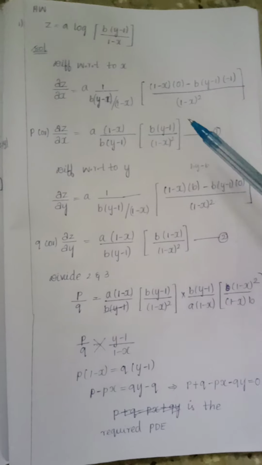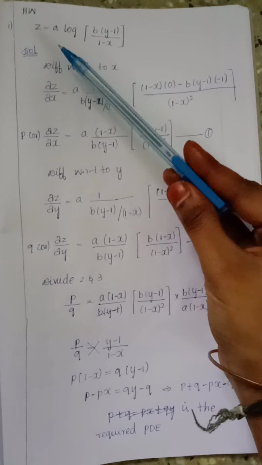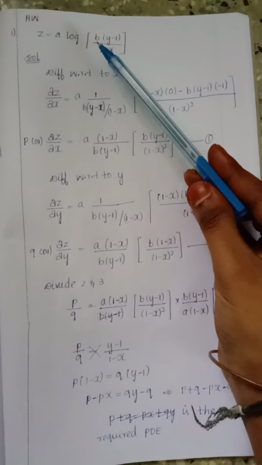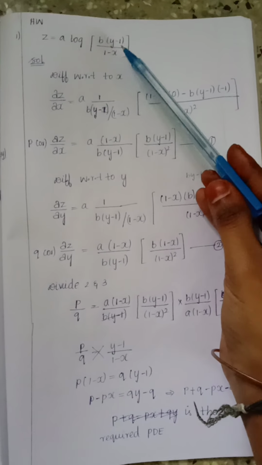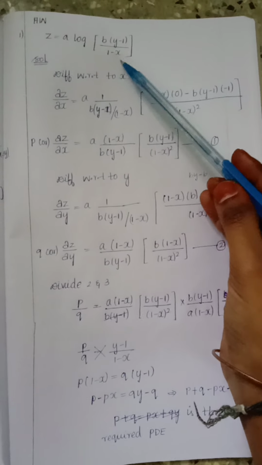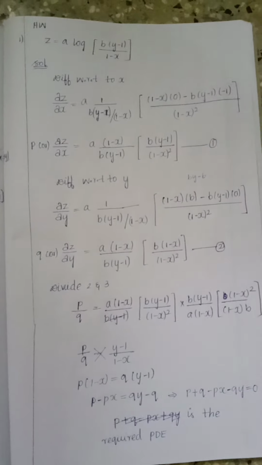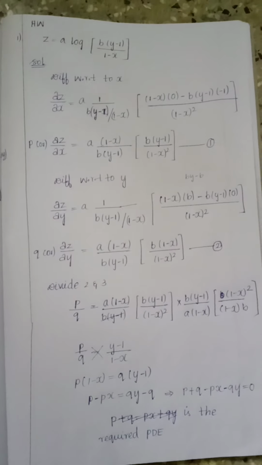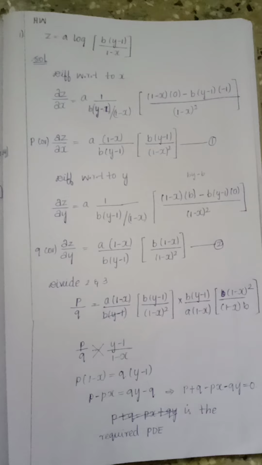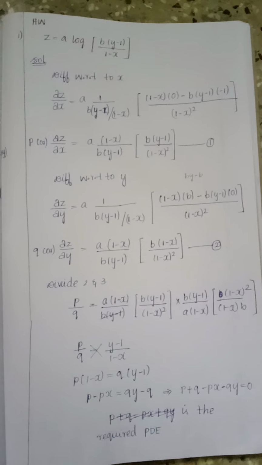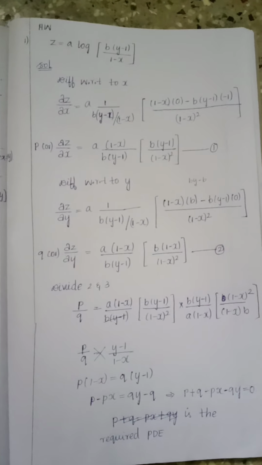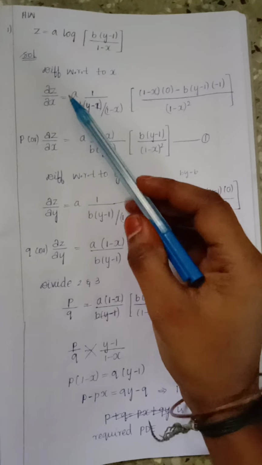Hello everyone, today we are going to see about z equal to a log x into b into y minus 1 divided by 1 minus x. So this is the question. We want to differentiate with respect to x and with respect to y, and we want to form our ordinary differential equation. So let us differentiate.